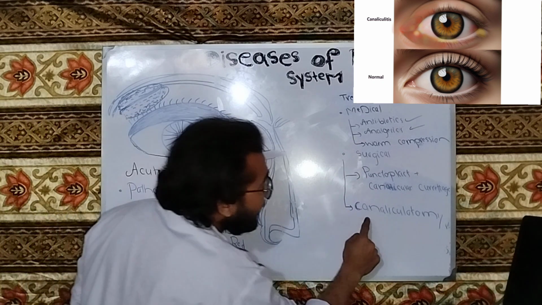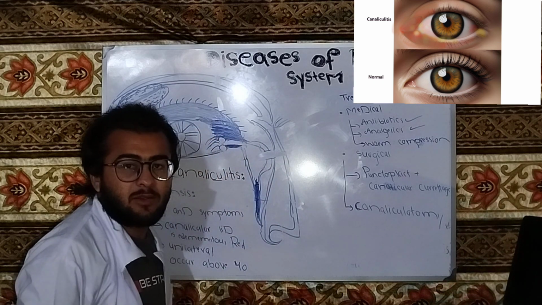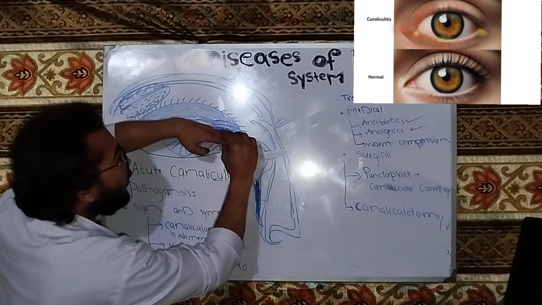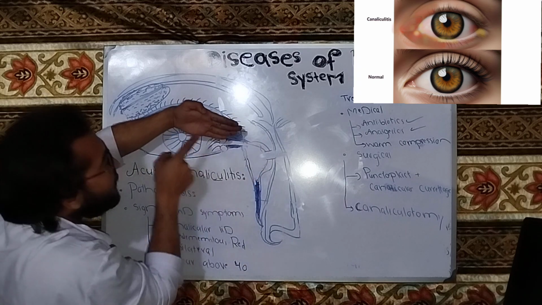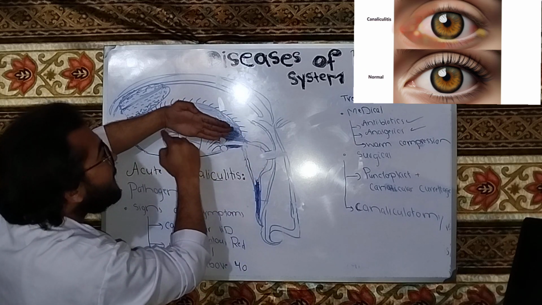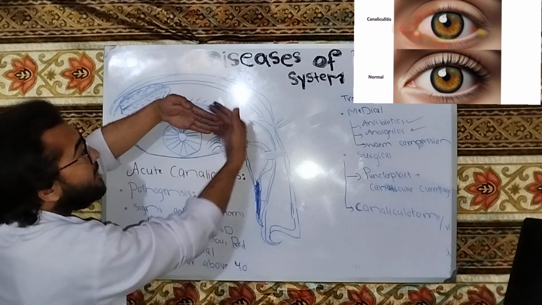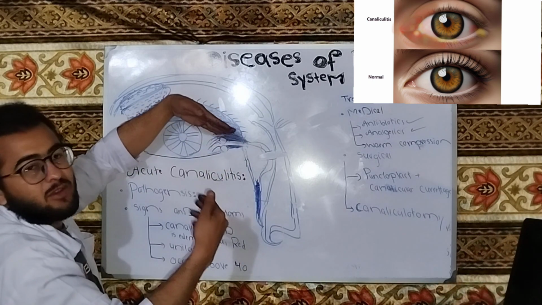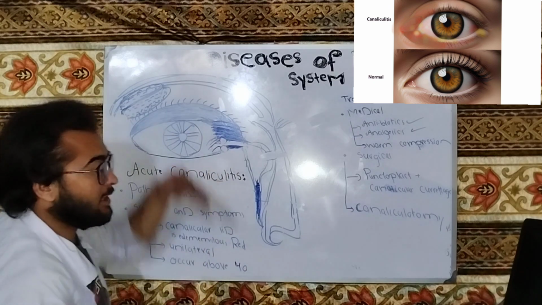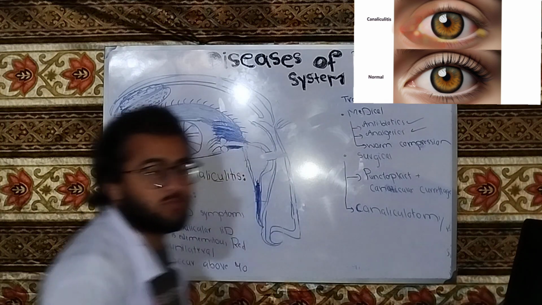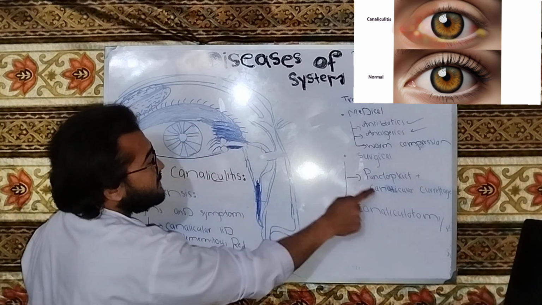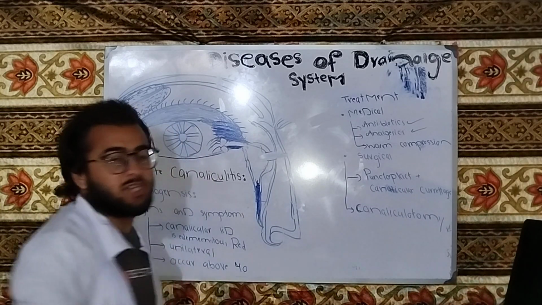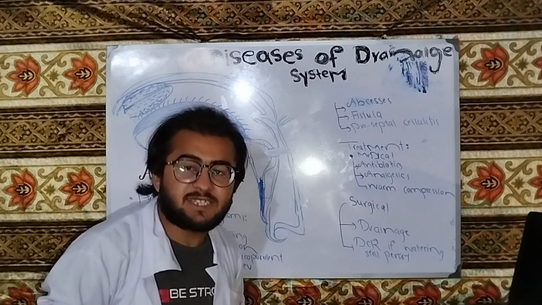The next one is canaliculotomy. What are we doing in canaliculotomy? If this is the lid margin, we will evert the lid margin, and from the conjunctival surface we will make an incision, and after the incision we will compress and express the debris and the pus from this acute canaliculitis. So this is canaliculotomy. The gold standard treatment is punctoplasty and canalicular curettage.